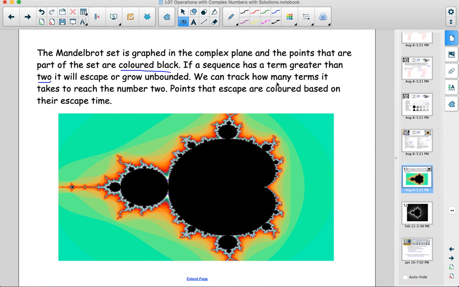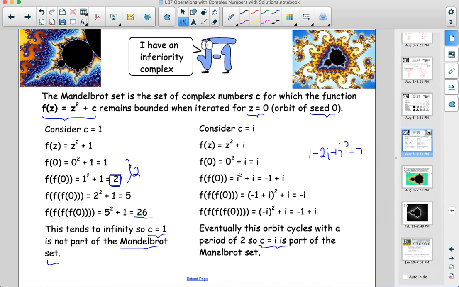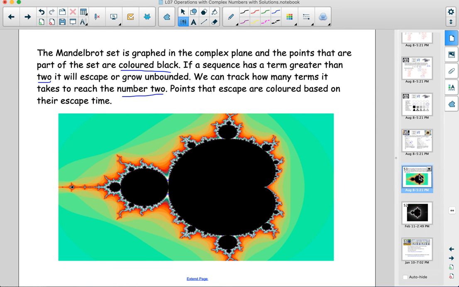We can track how many terms it will take to reach the number 2. So in this particular case, it took 2 terms to reach the number 2. So everything that would take 2 terms to reach 2 will be shaded in one color. So perhaps that color blue is numbers that took 3 terms to escape. So that's what I'm noting here. Points that escape are colored based on their escape time. So all of these things in this shade of green have the same escape value, whether that be 2, 3, or 4, maybe 5 or 6 terms before they actually escaped.